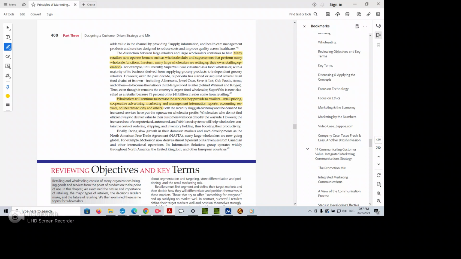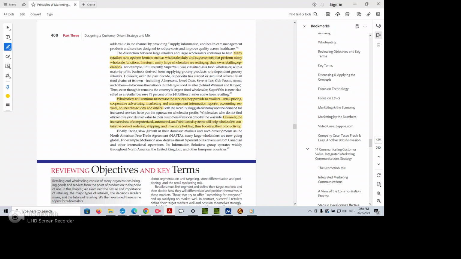Both the recently sluggish economy and demand for increased services have put the squeeze on wholesaler profits. Wholesalers who do not find efficient ways to deliver value to their customers will soon drop by the wayside. However, the increased use of computerized, automated, and web-based systems will help retailers contain the cost of ordering, shipping, inventory holding, and boosting their productivity.